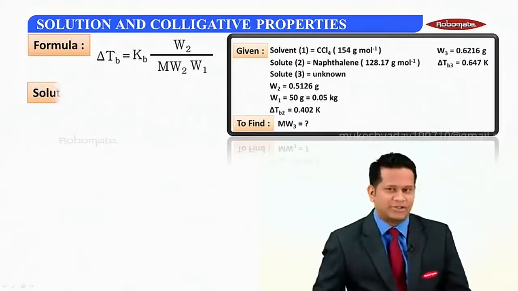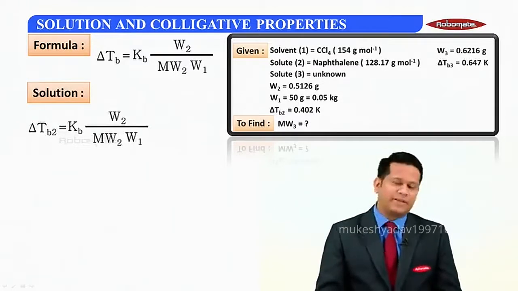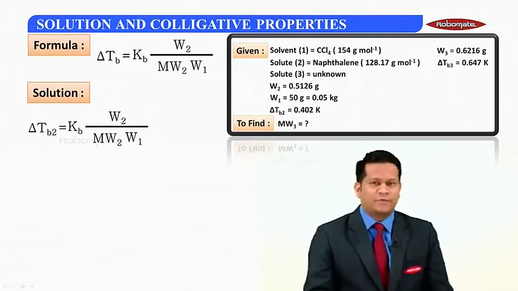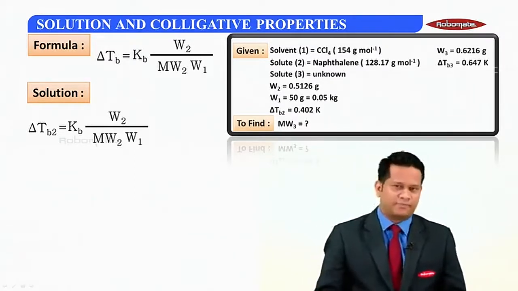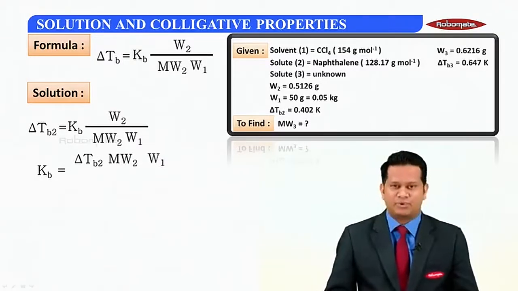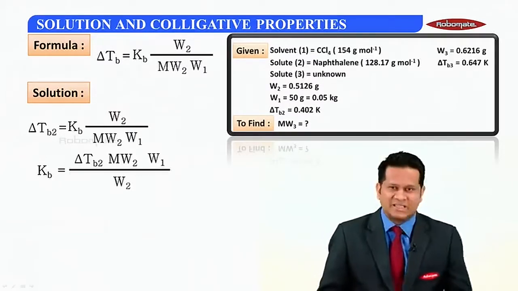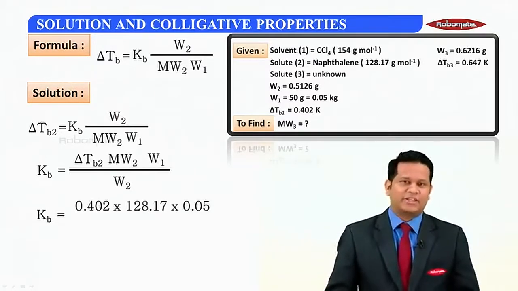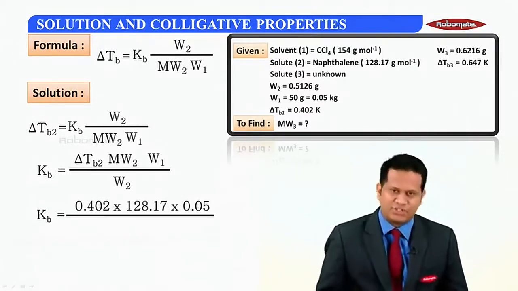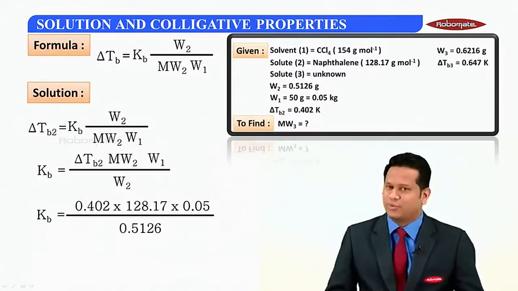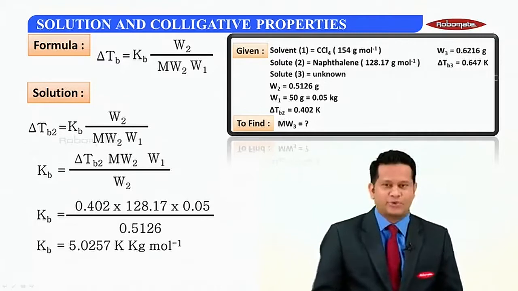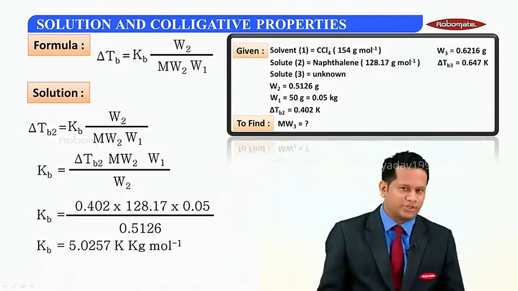So I'll get the value of KB from solution 1 and I'll use the value of KB for solution 2. So let us first calculate the value of KB. Since I have the formula delta TB is equal to KB W2 upon MW2 into W1, for solute 2 it will become delta TB2. Correct? From here I'll get the value of KB as delta TB2 into MW2 into W1 upon W2. Let us substitute the values. What do we get? 0.402 into 128.17 into 0.05 upon the value of W2, which is 0.5126, and on solving I get the answer of KB as 5.0257 Kelvin kg mole inverse.